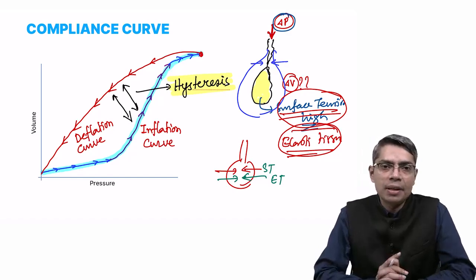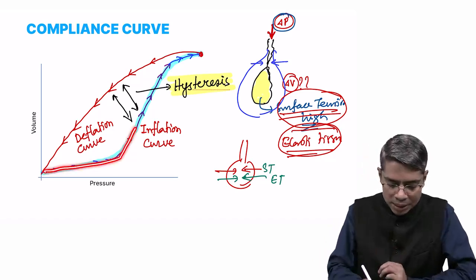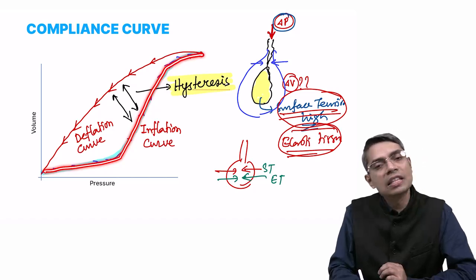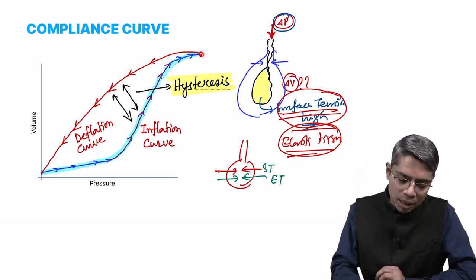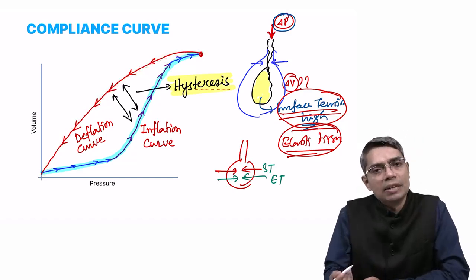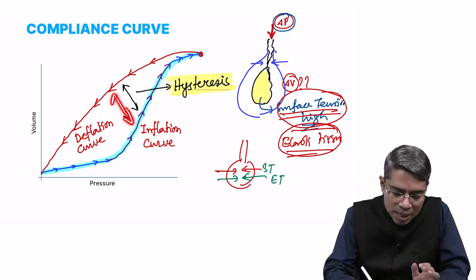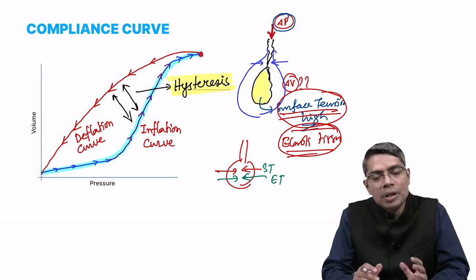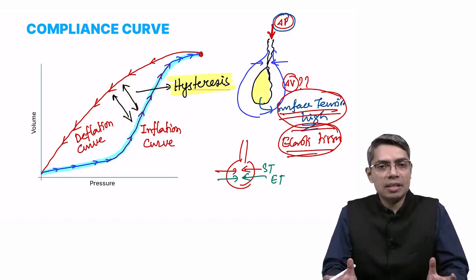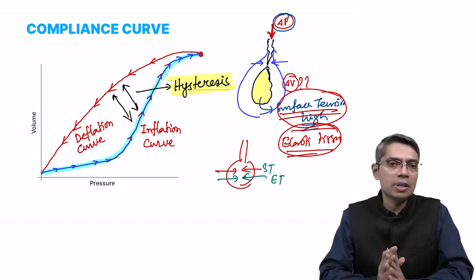Got it? Okay. So this is the typical compliance curve. There are two compliance curves. One curve is plotted during inflation, the inspiratory compliance curve, and one curve is plotted during deflation, the expiratory compliance curve. The hysteresis property is present only because of the surface tension and elastic tissue. These two forces are basically causing this hysteresis curve. Otherwise, they would follow the same path.